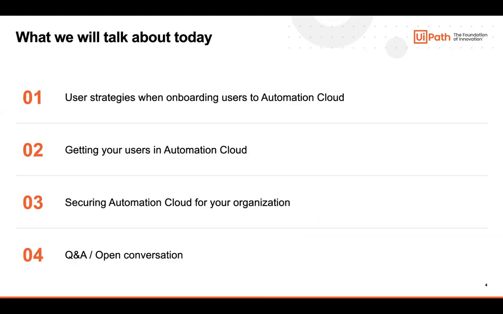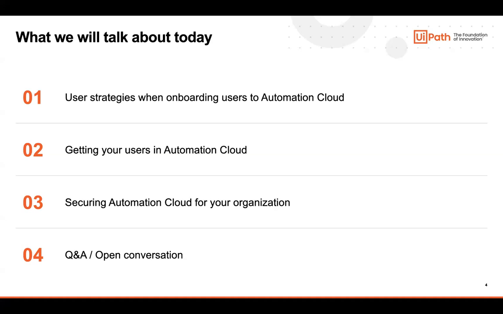It's fun, and I hope we can all look at it in the same way. So what are we going to talk about today? We're going to think about strategies of onboarding users to Automation Cloud. And then we're going to look at how we can actually implement those strategies by using features that come out of the box in Automation Cloud.